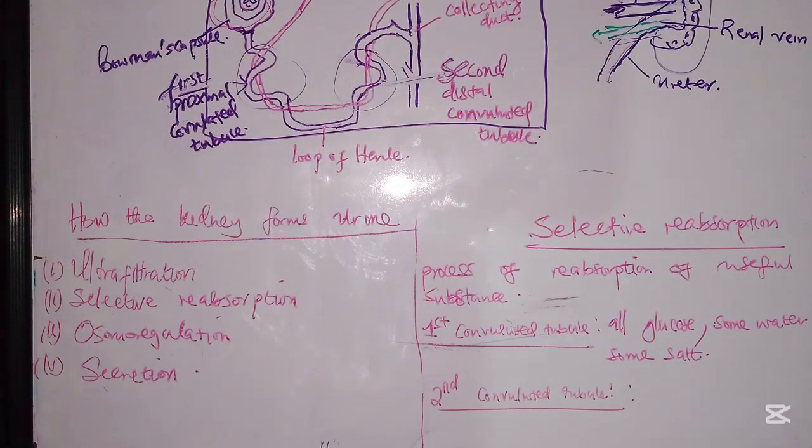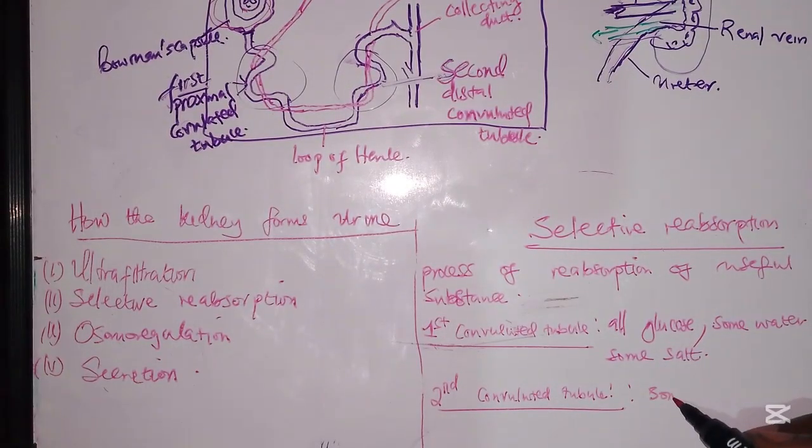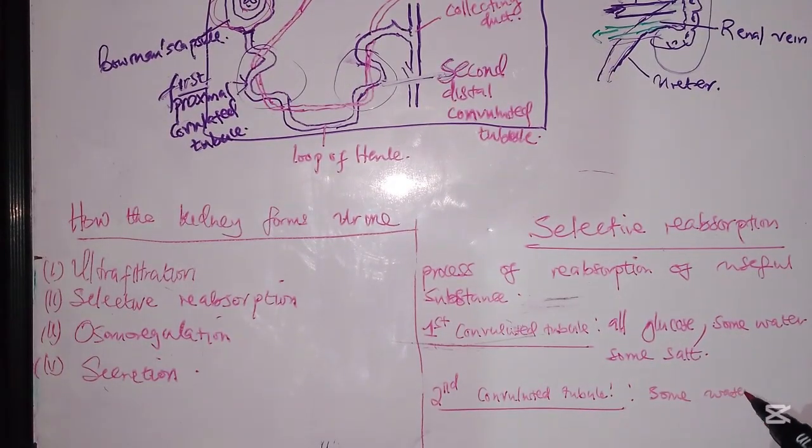So here, just using our common sense, we can see that since all the glucose has been reabsorbed, meaning we only remain with water and mineral salt. So meaning at the second convoluted tubule, what will be absorbed is just some water and some salt. Yeah. So this is the second stage of the kidney now making what?